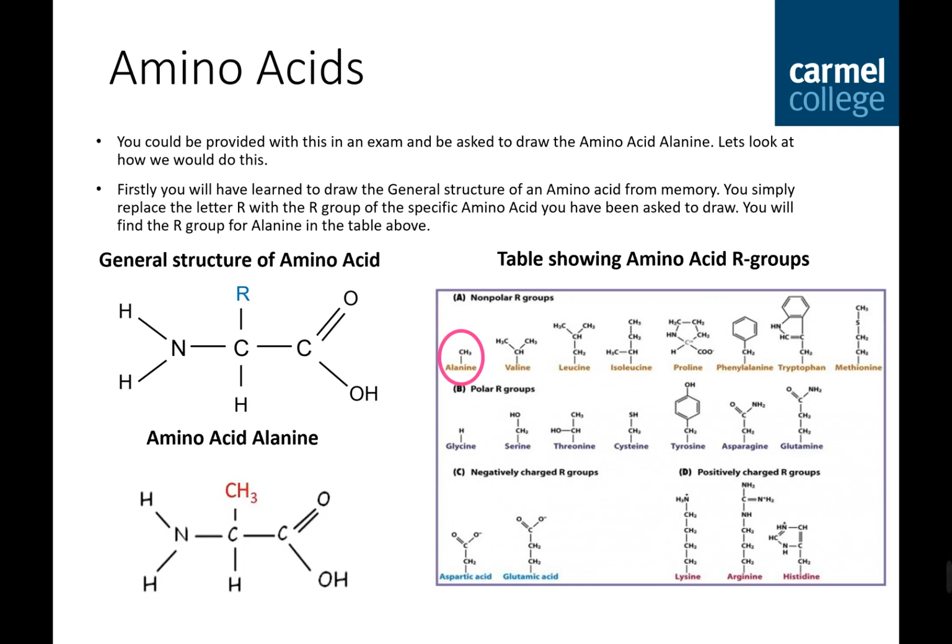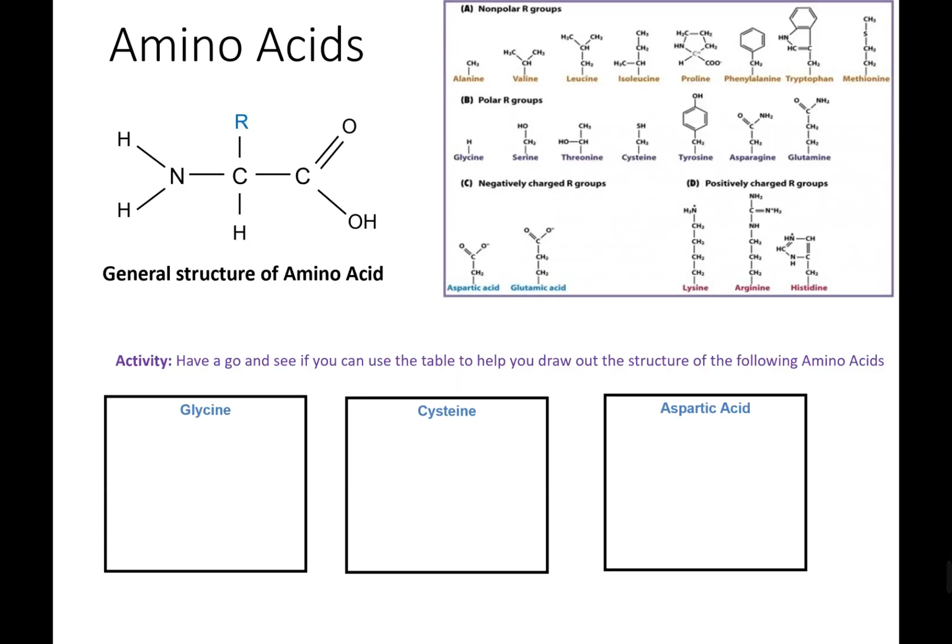In the case of alanine, the R group is CH3. We remove the R and we replace it with CH3. As simple as that. Have a go now on your worksheet. Pause the video at this point so you don't see the answers.